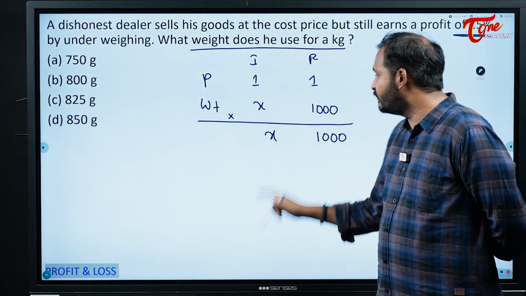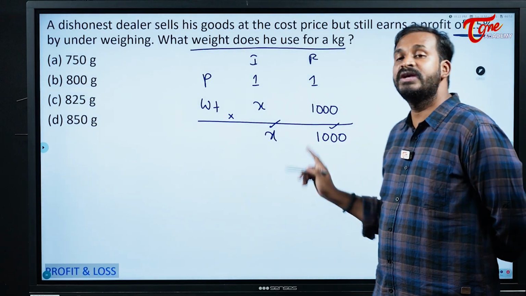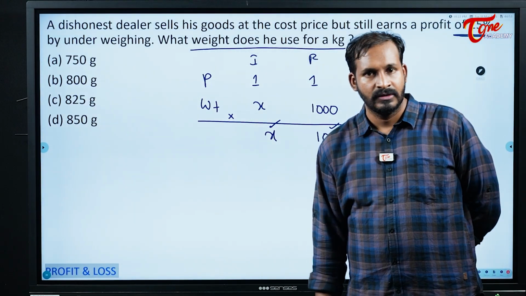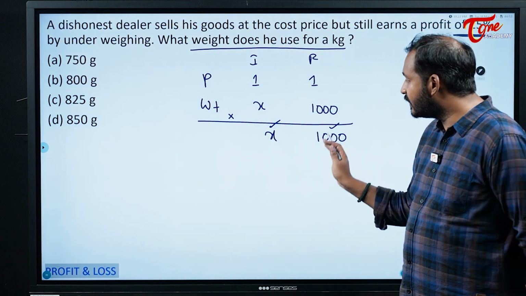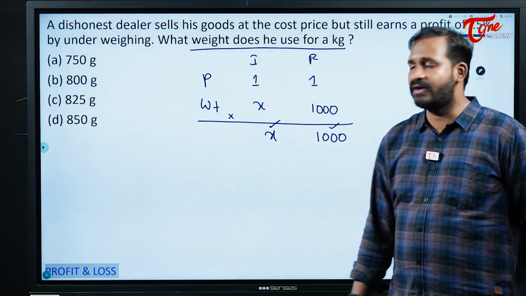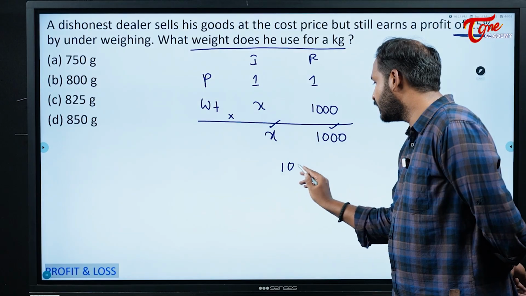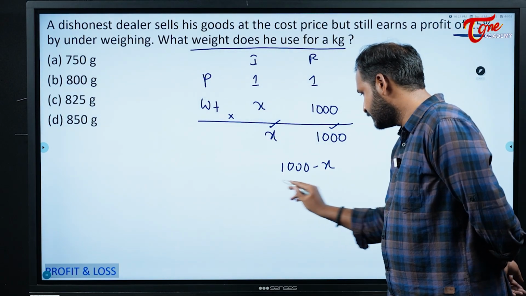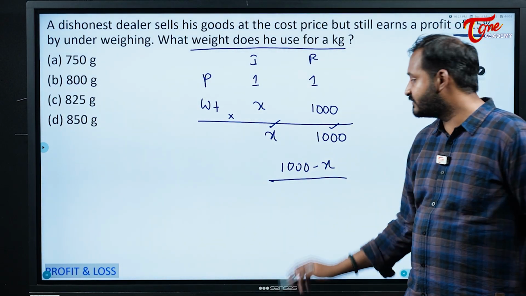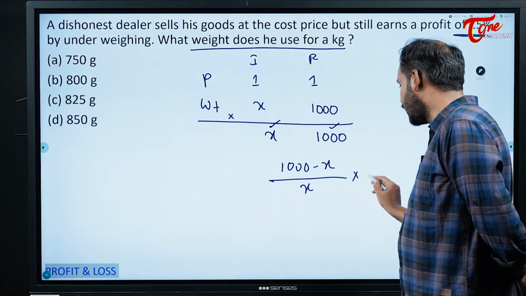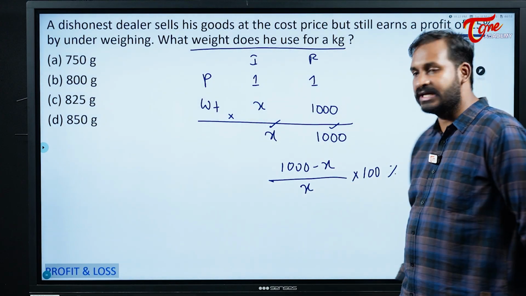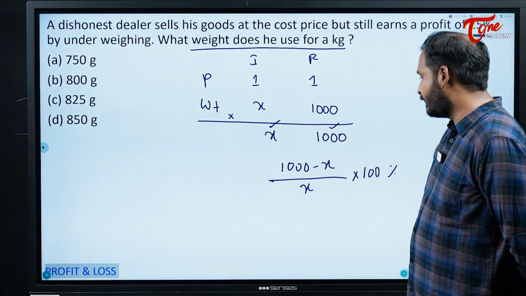That means, tell me which value will be greater, this one or this one? Obviously, 1000 will be greater. Then only we will say there is a profit of 25%. So, how much it will be greater? 1000 minus x by, what is the actual price we have? x into 100 percentage. (1000 minus x) by x into 100 percentage.